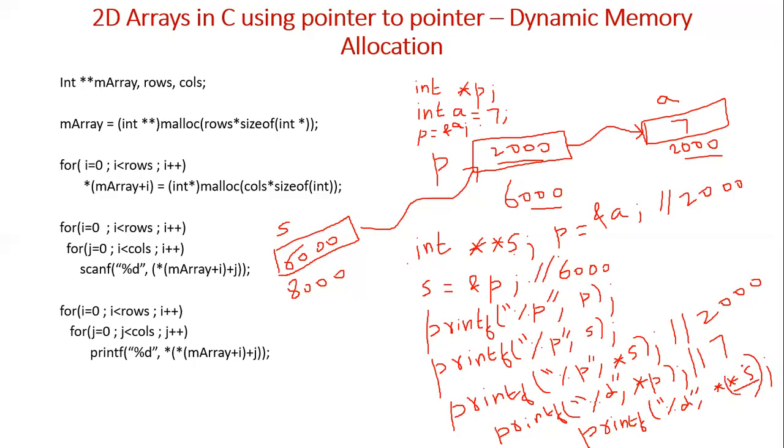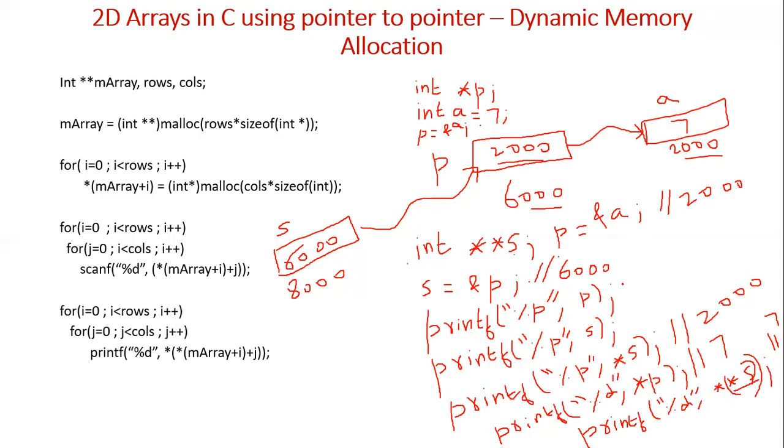So again, for this you are applying star. So star S is what? 2000. So S is 6000, star S is value at 6000, that is 2000. So star of star S is value at 2000, that is 7. So this also will display 7, right? So this is how pointer to pointer works.